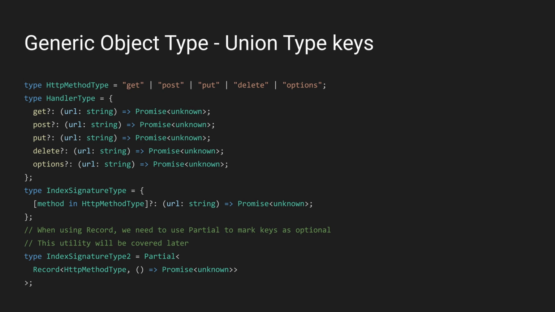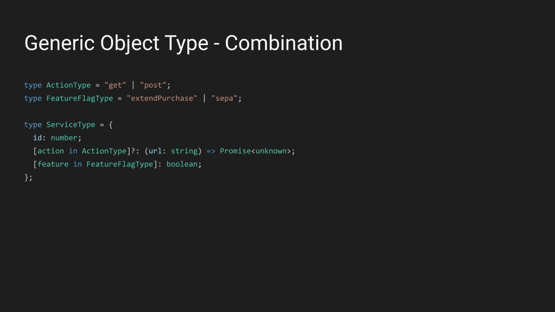To make keys optional in the record type, we can wrap it with partial utility, which we'll be covering in more details later. Let's explore some more complex examples.